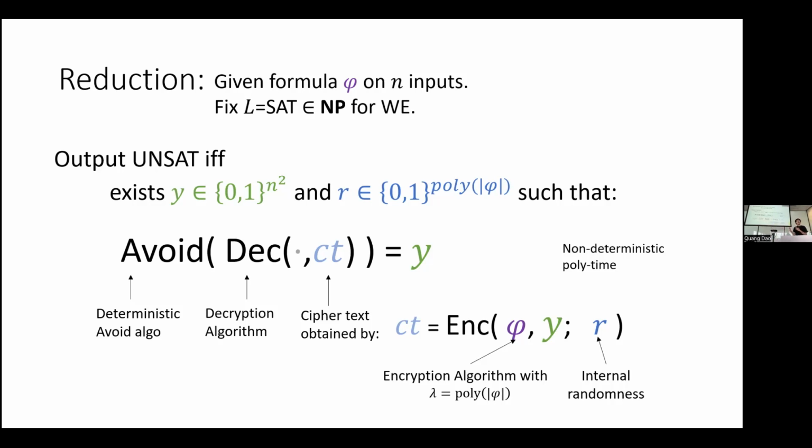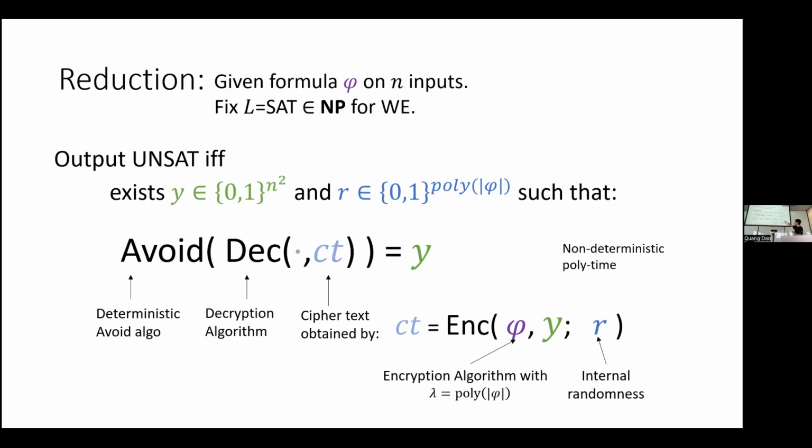Right. So is the non-deterministic searching of y and r not in the reduction? So our algorithm to solve this unsatisfiability is that you first search y and search r, and then do things as follows. So this is a non-deterministic algorithm. You first search y, search r, and then you check whether after you encrypt it and put the decryption circuit inside, you obtain this y.